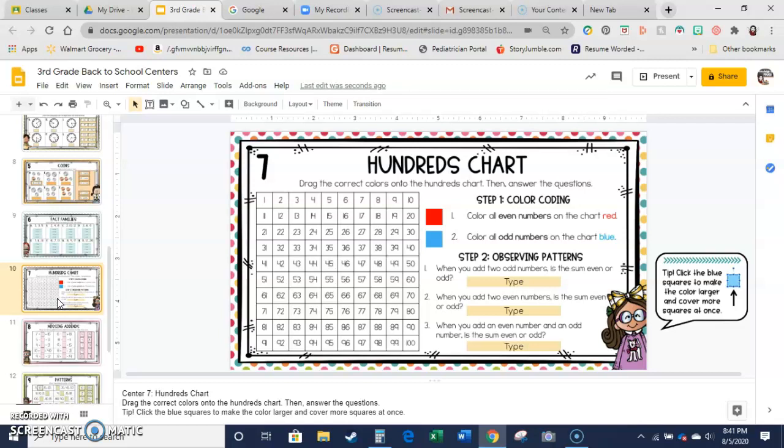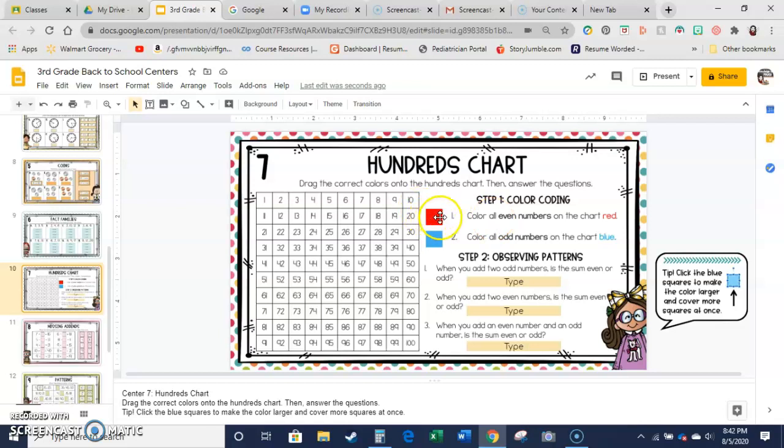Step 3, observing patterns. When you add 2 odd numbers, is the sum even or odd? And type your answer. When you add 2 even numbers, is the sum even or odd? Type your answer. And 3, when you add an even number and an odd number, is the sum even or odd? Tip: click the blue squares to make the color larger and cover more squares at once.